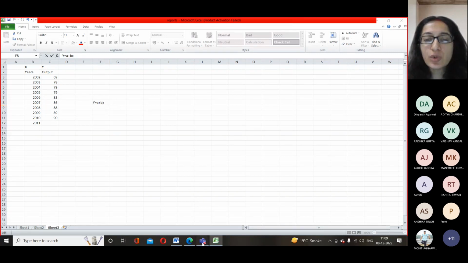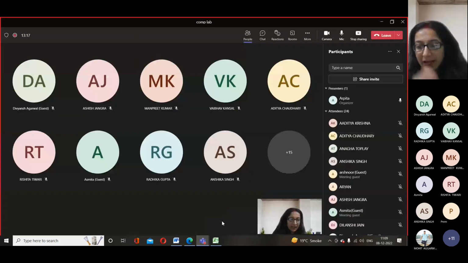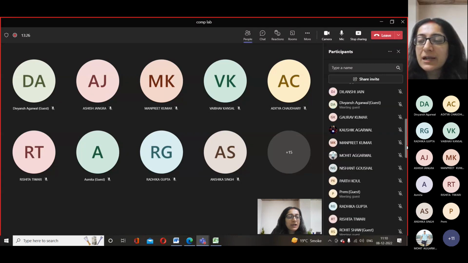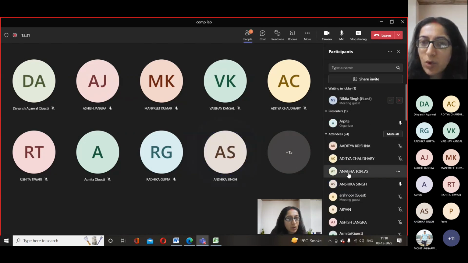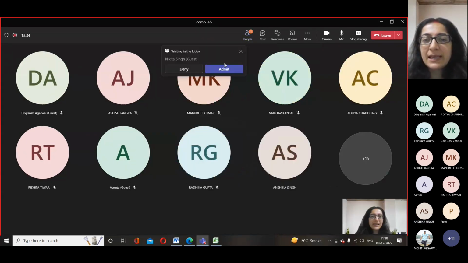I repeat, the two formulas that we will be applying, or the functions that we will be applying, are slope and intercept. Yeah, so who's going to answer? What are the two formulas, that functions that we are going to use? Slope and intercept. Slope and intercept. Okay, so let's see how are we going to apply it.